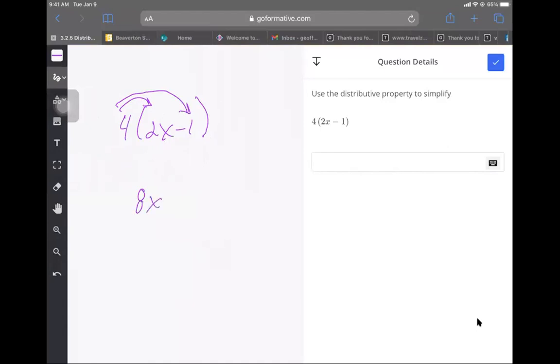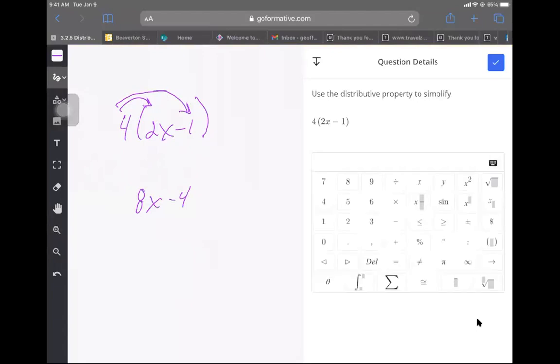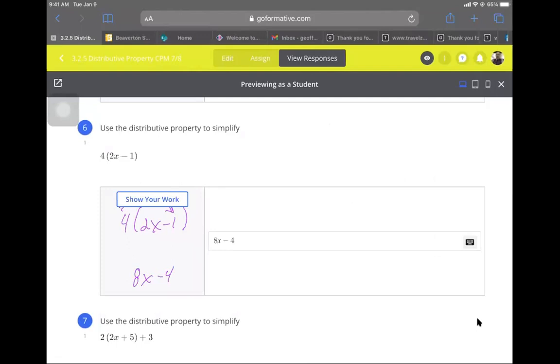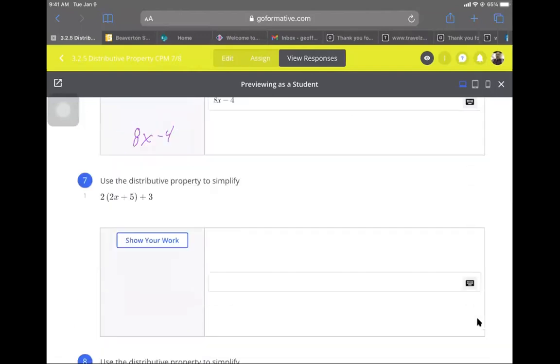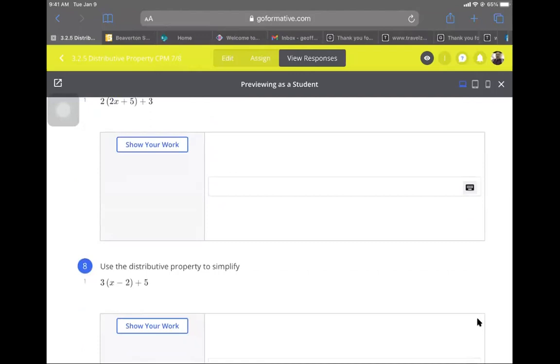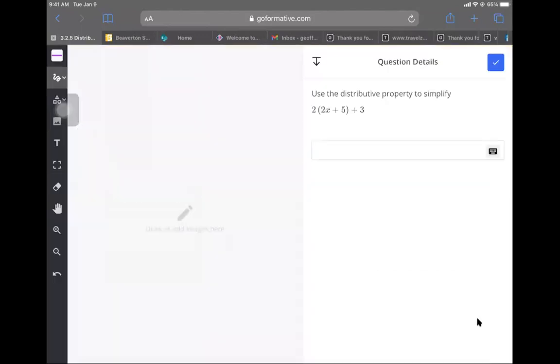Okay, so now we're done with that distribution, right? We finished that up. Now we're going to do 4 times -1. What does 4 times -1 equal? -4. Boom. Done and dusted. All right, now this is the one where we have to do some combining of like terms, okay?